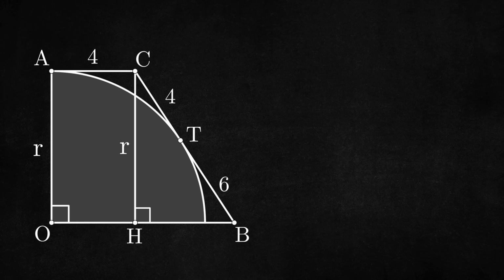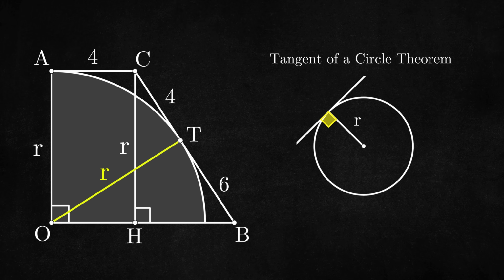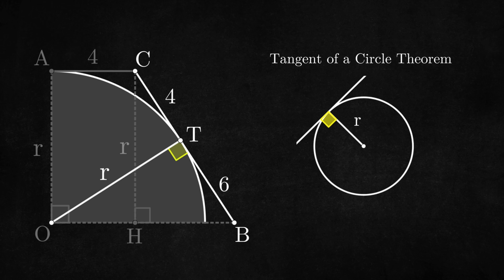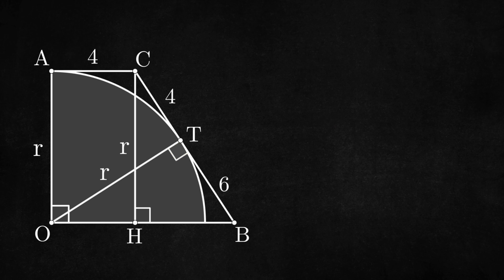From the center O of the quarter circle, draw the radius towards point T. Since point T is the point of tangency, the radius must be perpendicular to the tangent line BC. Next, we will use the segment addition postulate. The length of tangent line BTC or BC is the sum of the lengths 4 plus 6, which is 10.